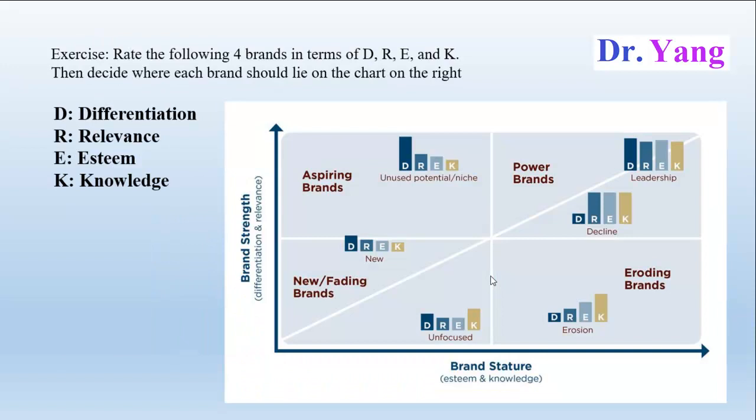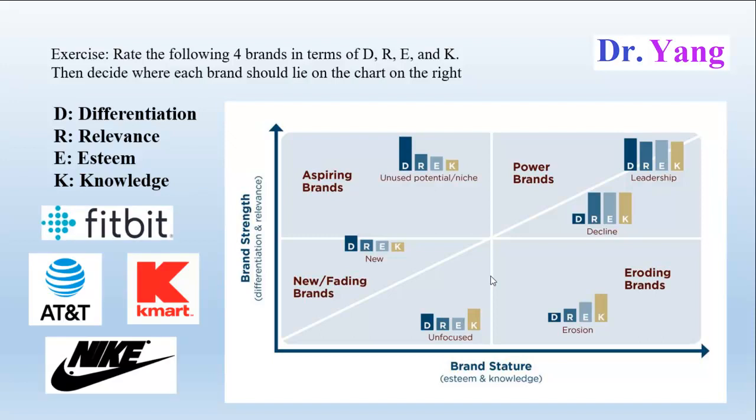So here I will give you a small exercise. I want everyone to take a piece of paper. Here we have 4 scales, which are differentiation, relevance, esteem, and knowledge. I want you to use a 5-point scale to rate the following brands: Fitbit, AT&T, Kmart, and Nike. In terms of their differentiation, relevance, esteem, and knowledge, how would you rate these brands in terms of D-R-E-K?